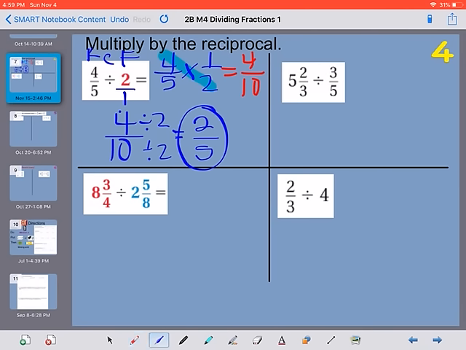Next, we have a mixed number. We need to change it to an improper fraction. So 5 whole circles that are in 3 pieces. 5 times 3 is 15 pieces. Plus 2 more is 17. So we really have 17 thirds.